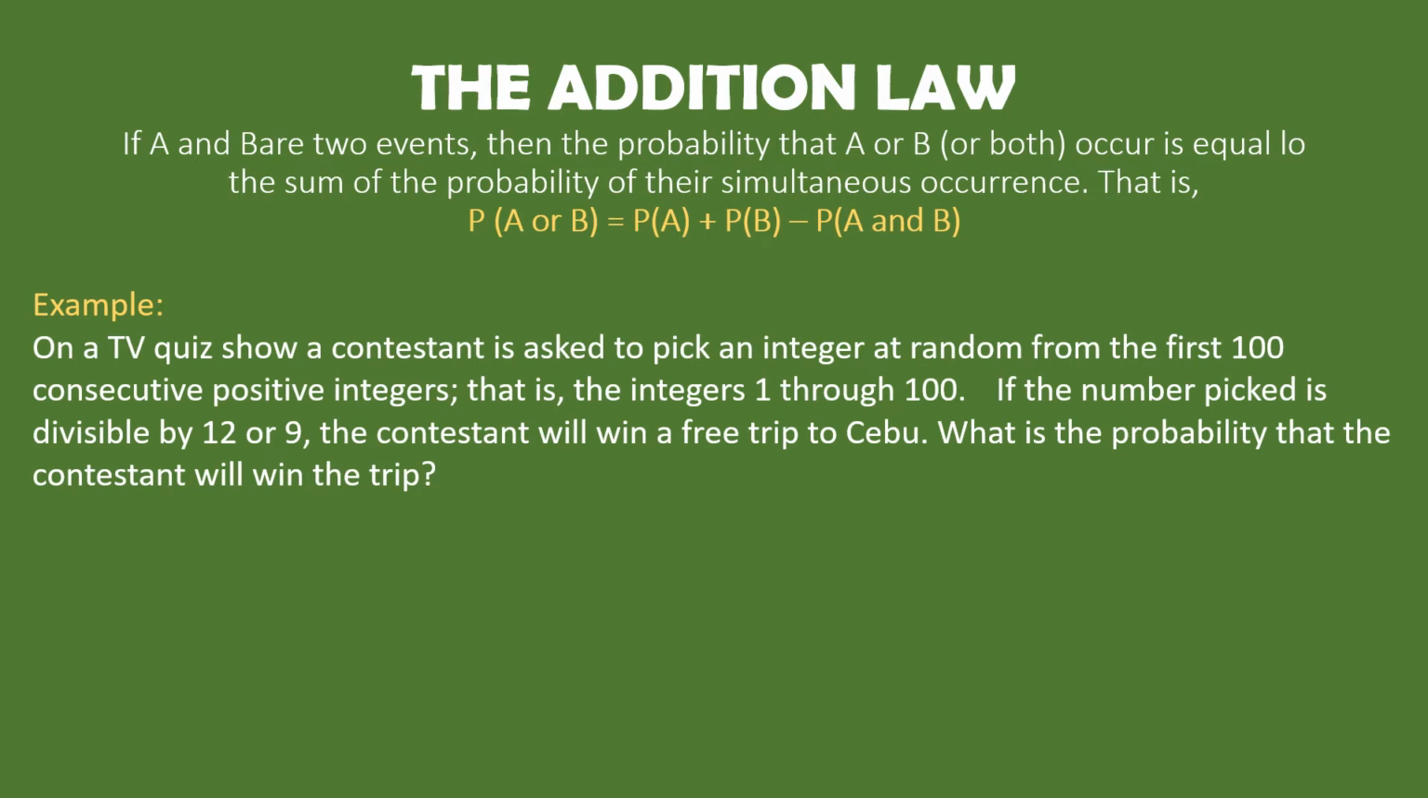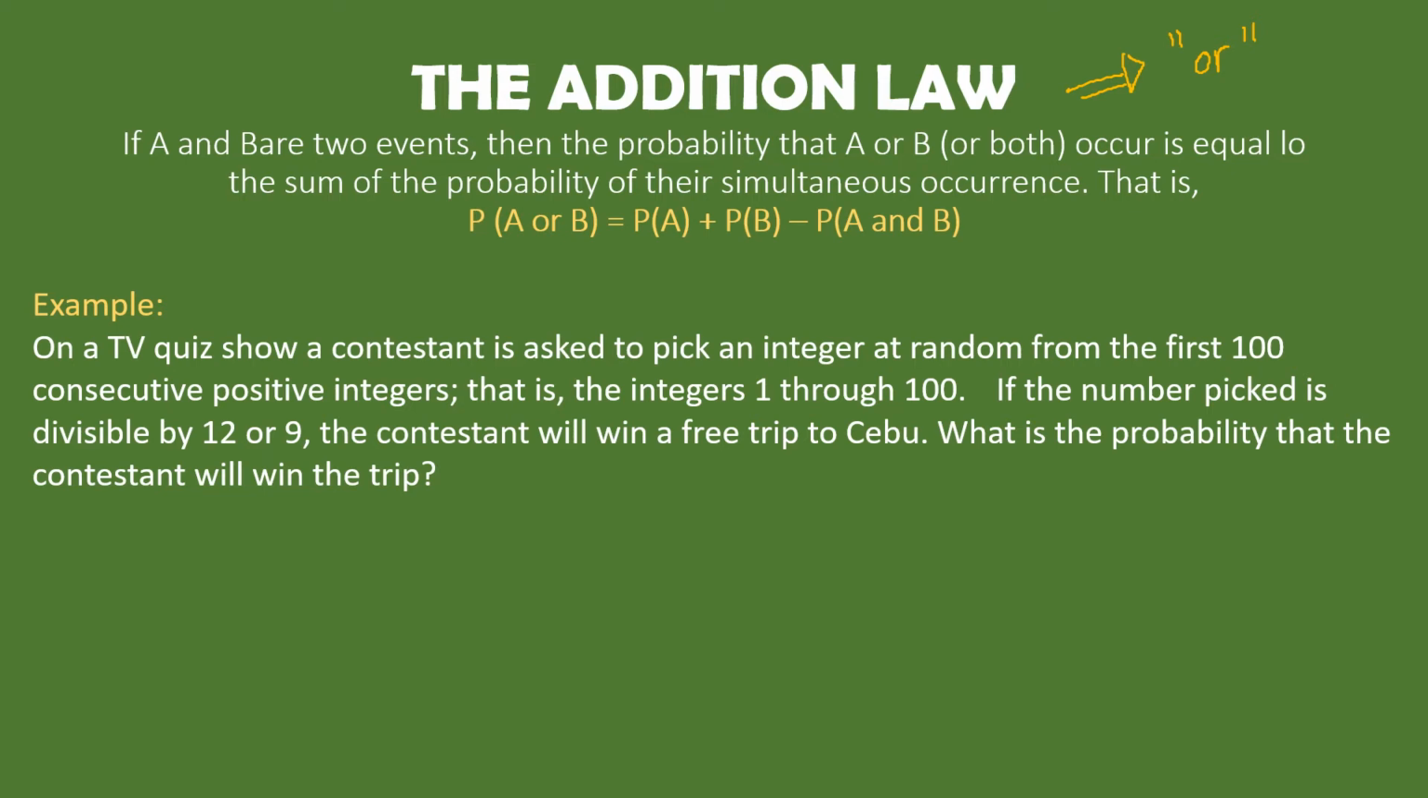Now, what is our clue here in order for us to use the addition law formula? For this one, let me tell you, we are looking for the probability of an or event. If A or B will happen, that means it's just either A or either B. It will not happen at the same time. Okay?